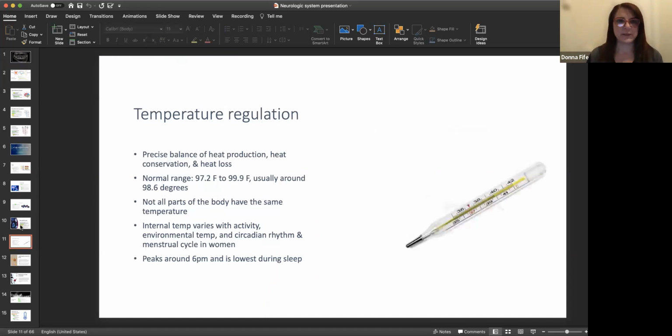Okay, temperature regulation. There's precise balance of heat production, heat conservation, and heat loss. Now, our normal temperature range, 97.2 up to about 99.9, and it usually hovers around 98.6 degrees in humans. Not all parts of the body have the same temperature. The internal temp varies with activity, environmental temperature, and circadian rhythm, and with the menstrual cycle in women. Our temperature peaks around 6 p.m. and it is lowest when we are sleeping.